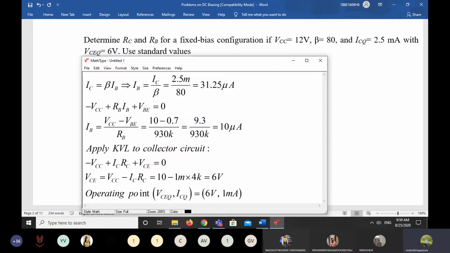Now apply the KVL to the input loop. Minus VCC plus RB IB plus VB equal to 0. This is the same equation.